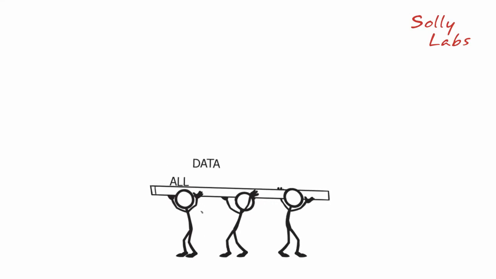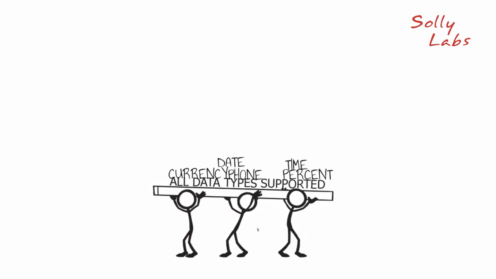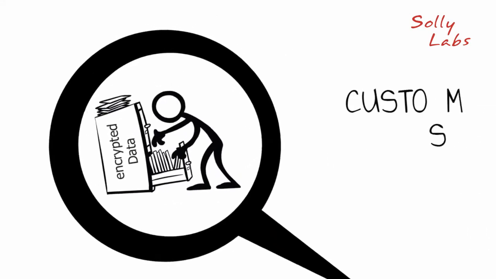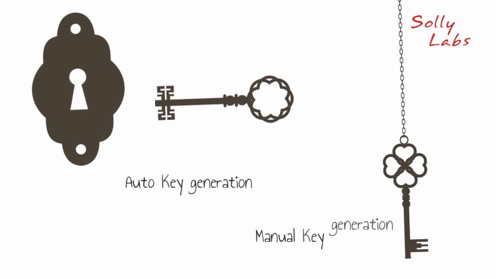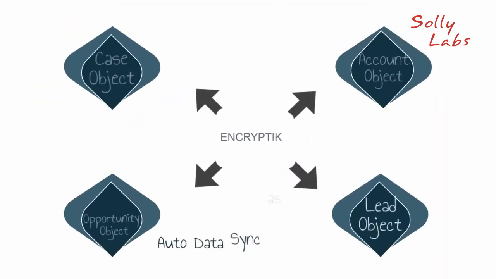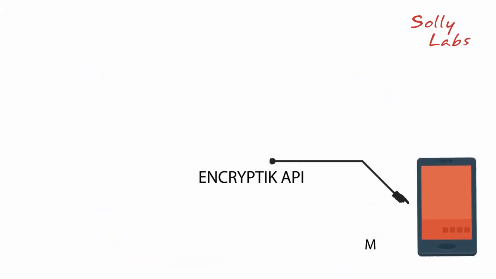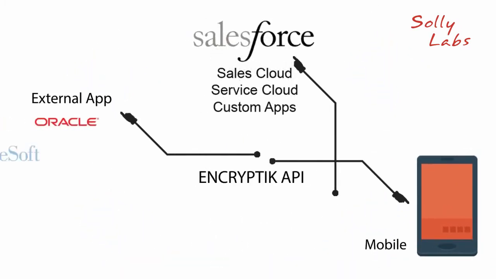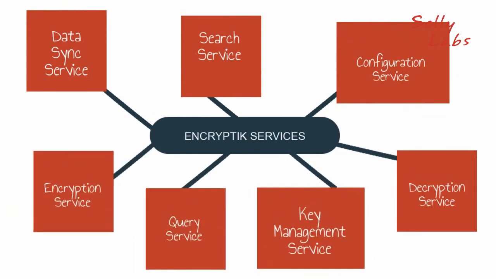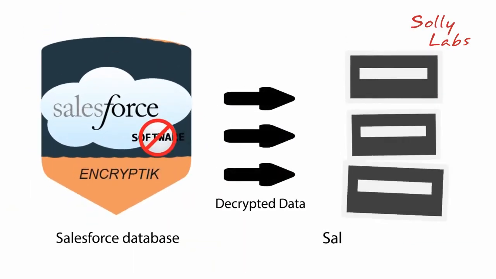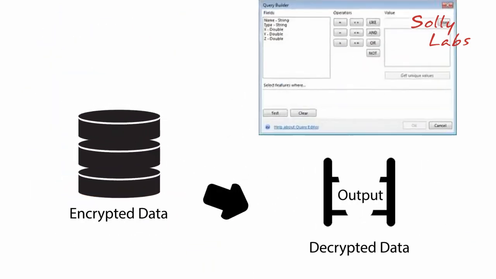Below are some of the great offerings Encryptic provides. All data types supported. Encrypted data search. Robust key management with option for manual or auto. Easy deployment. Simplified data sync. Extend to any custom apps, mobile or external systems. Encryptic as a service. Backup your data with export utility. View decrypted data with Query Explorer.